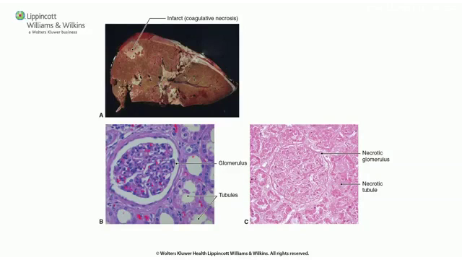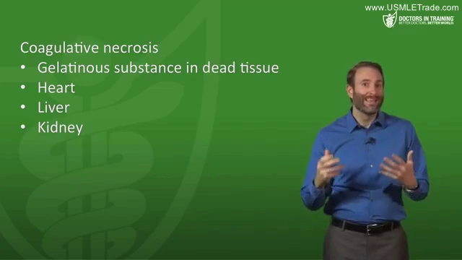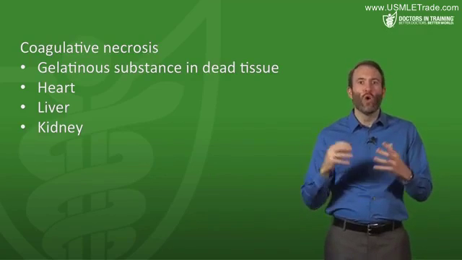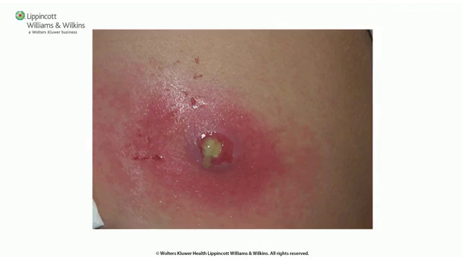Now, most of the descriptive terms refer to their microscopic appearance, but we also see these types of necrosis in specific organ groups as well. So the first one is coagulative, and coagulative is characterized as kind of a gelatinous substance in dead tissue, and it occurs in the heart, in the liver, and the kidney, and it occurs in low oxygen environments, so maybe after an infarction.